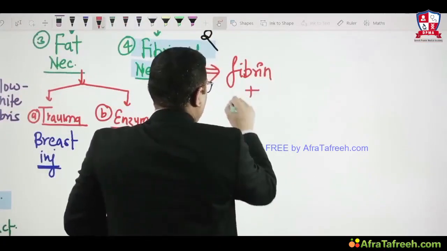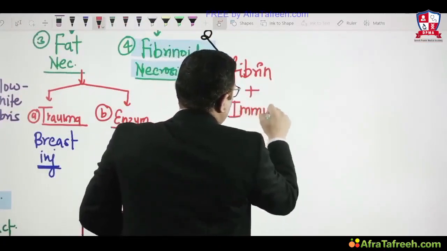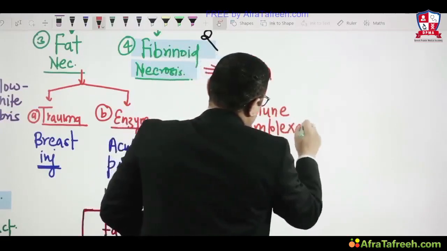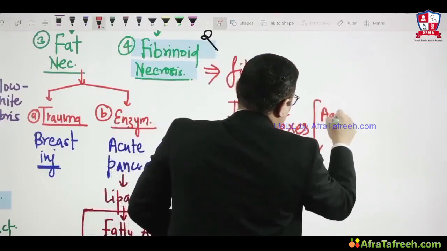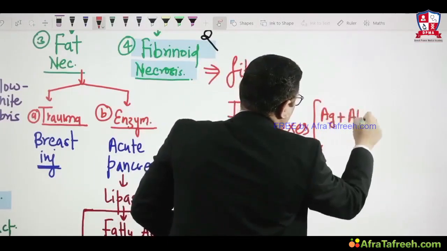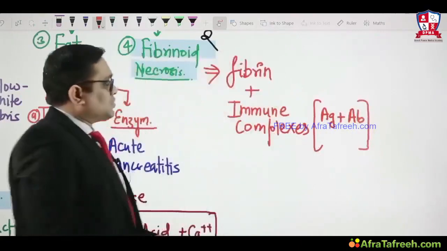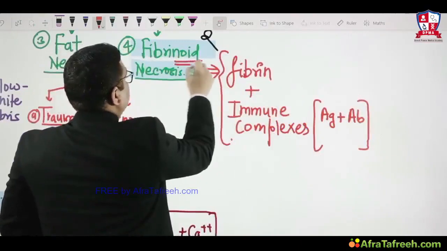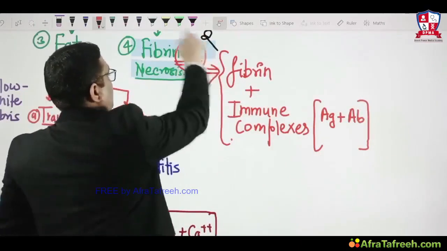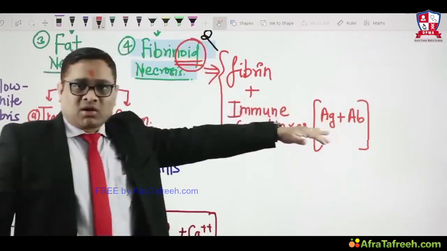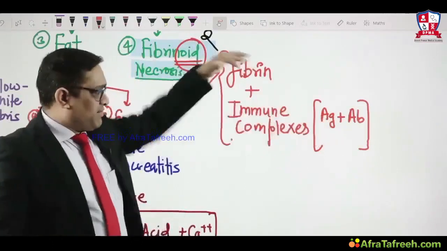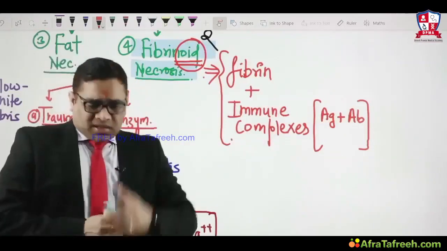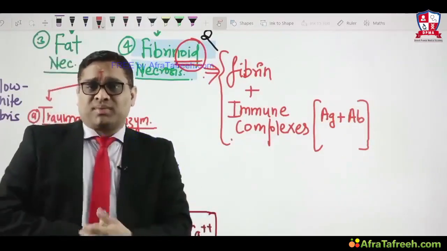Then why is it called fibrinoid? Because along with fibrin, there will be the presence of immune complexes in the form of antigen antibody combination, right? So that is why it is called fibrinoid. This "oid" name is because immune complexes are also present along with the fibrin. That is how we can correlate the pathology of fibrinoid necrosis.